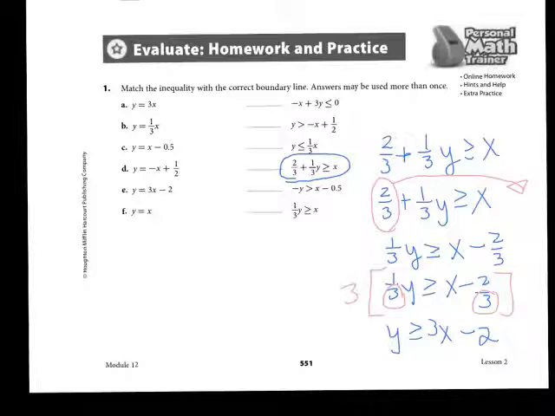So I'm going to match this inequality with one of the ones that I have here. And actually I just want the boundary line, so I want the equation that goes along with it. Instead of an inequality, I should use an equal sign because it's going to be my boundary line. So y equals 3x minus 2. That's exactly what I'm looking for. Y equals 3x minus 2 is E. So the answer to this problem is E. Now you have to do the rest of them.